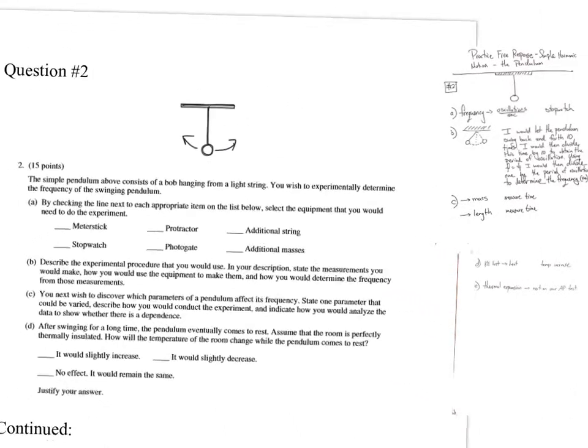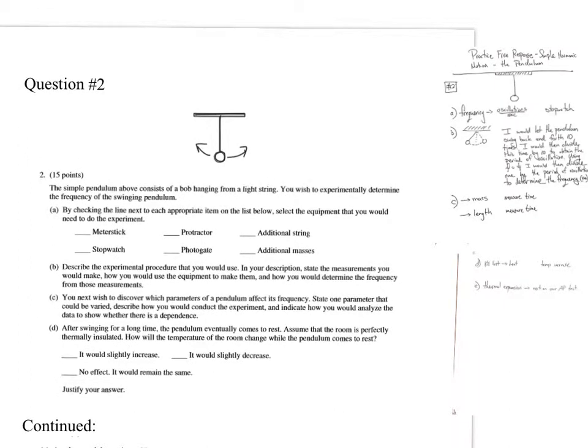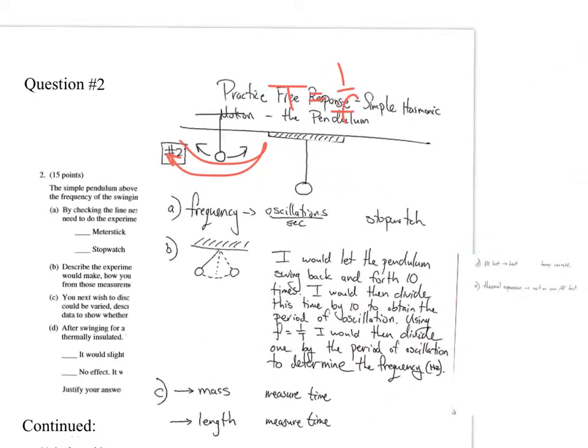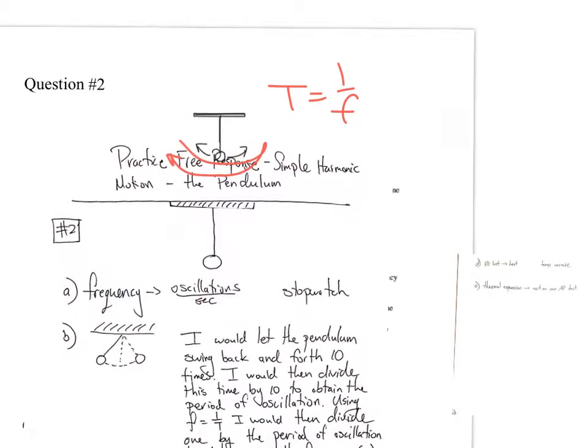So, this is sort of an experimental design type question. You wish to experimentally determine the frequency of the swinging pendulum. So, when we check the box, if we did this in class, determine the frequency. So you know that the time it takes to swing back and forth once, meaning from here to here, that is the period of oscillation, and period and frequency are reciprocals. So the equipment we would need is simply a stopwatch.